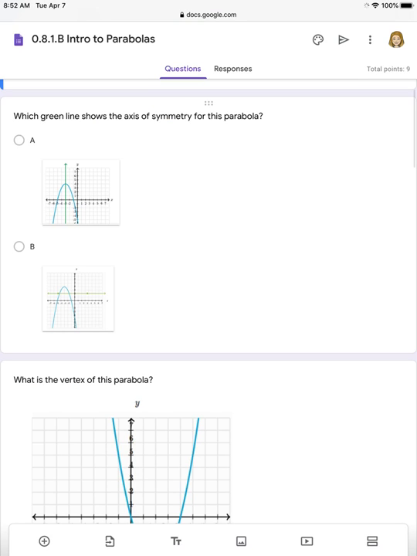All right, so which green line shows the axis of symmetry for this parabola? So when we look at the axis of symmetry, remember that's going to divide the graph in half so that both sides are mirror images. We're talking about choice A in this question.